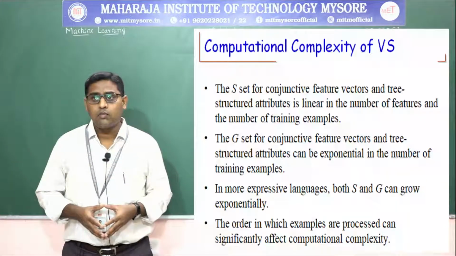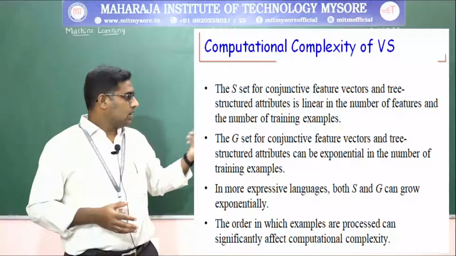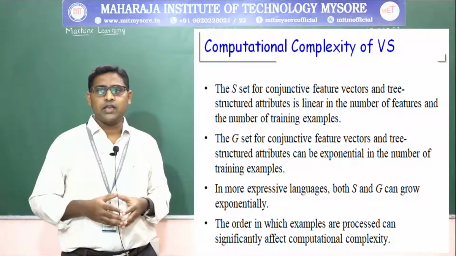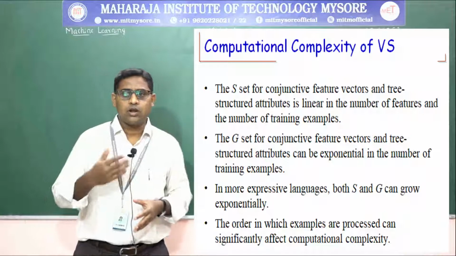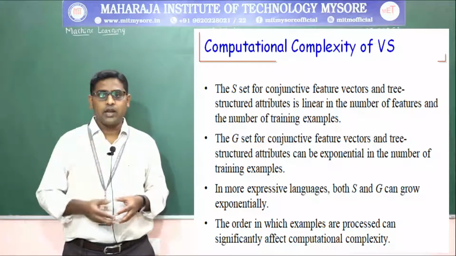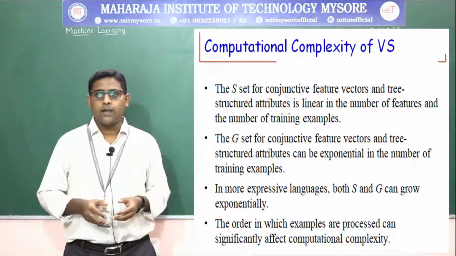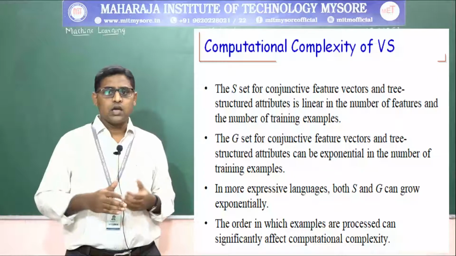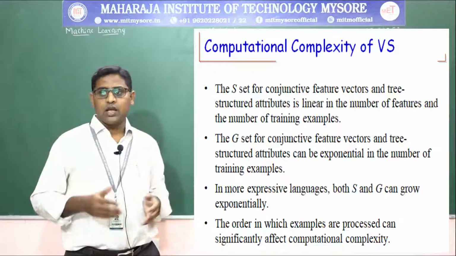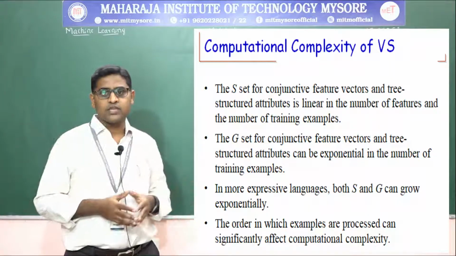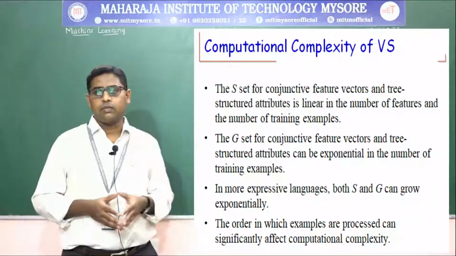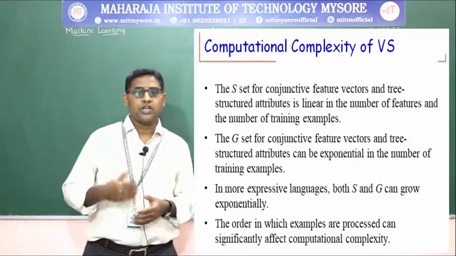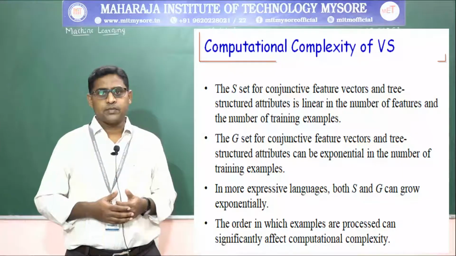So the computational complexity of version space is such that S, the set of conjunctive feature vectors and tree structured attributes, is linear in the number of features and number of training examples. Similarly, G, the conjunctive feature vectors and tree structured attributes, can be exponential in the number of training examples. So in a more expressive language, both S and G can grow exponentially. The order in which examples are processed can significantly affect the computational complexity of version space.